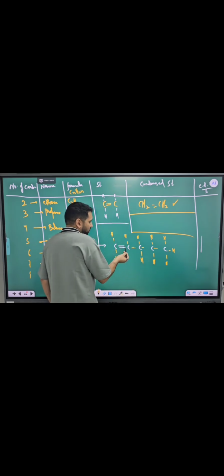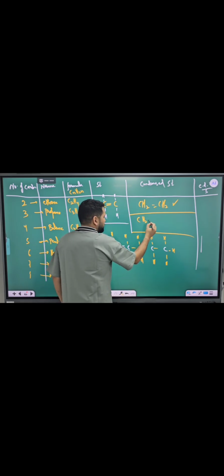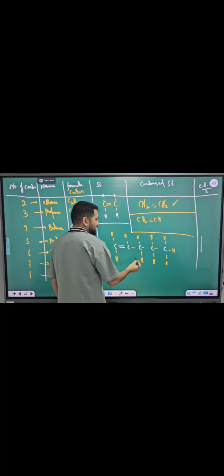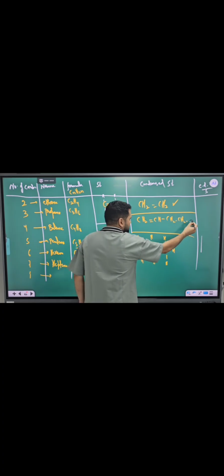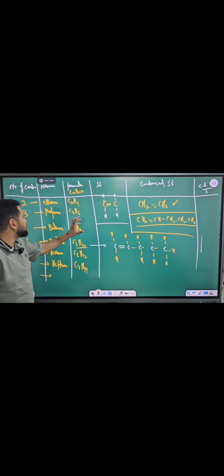If I try to make the condensed structure of this one, how many carbons are there? 1, 2, 3, 4, 5. So the first carbon is linked with how many hydrogens? 2. Then double bond. This carbon is linked with how many hydrogens? Only 1. Then single bond. Then there will be CH2. Then there will be CH2. Last one will be CH3. Right? I hope this thing is clear, guys. The condensed structure is clear. Right?